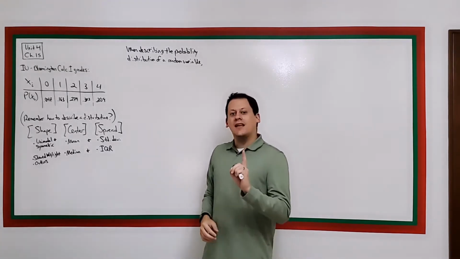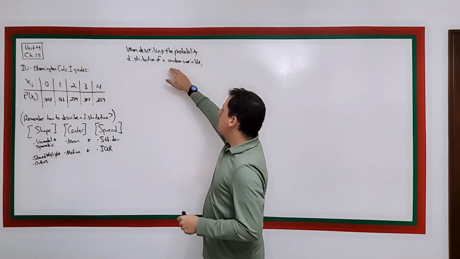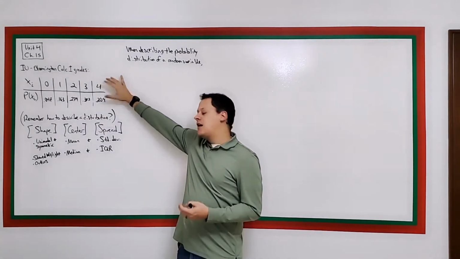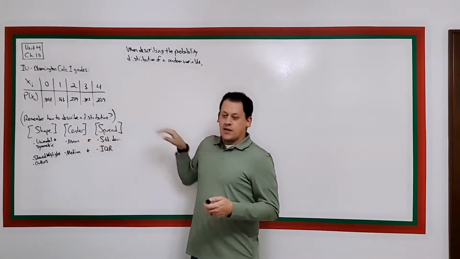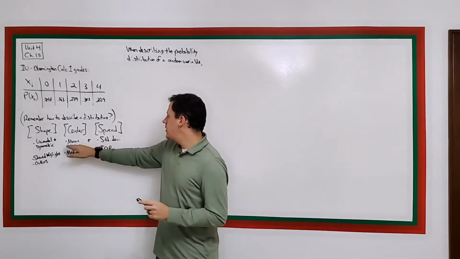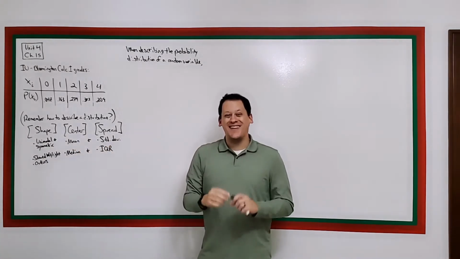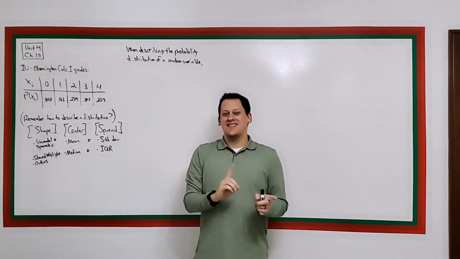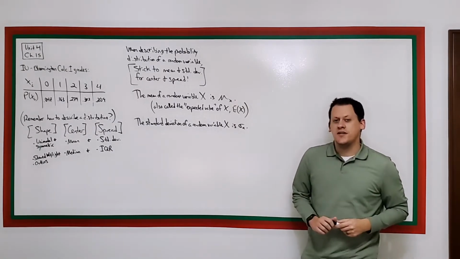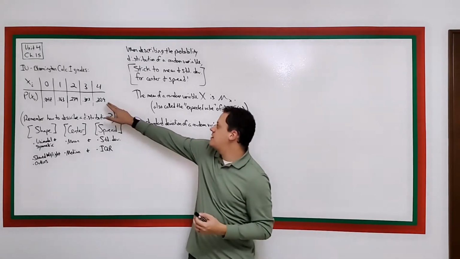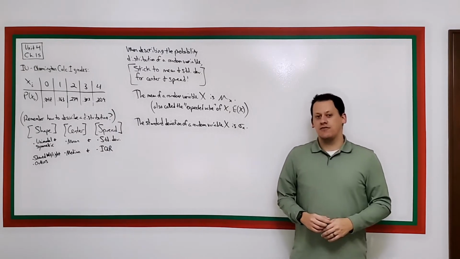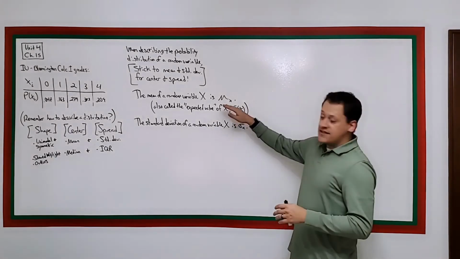But if we are instead describing the probability distribution of a random variable like this, we still want to describe the shape, center, and spread. But for center and spread, we're going to want to stick to the mean and standard deviation, even if the shape isn't necessarily unimodal and symmetric. So a little additional notation for you. When we're dealing with these probability distributions, again, we want to stick to the mean and standard deviation for center and spread. And this is how they're notated.